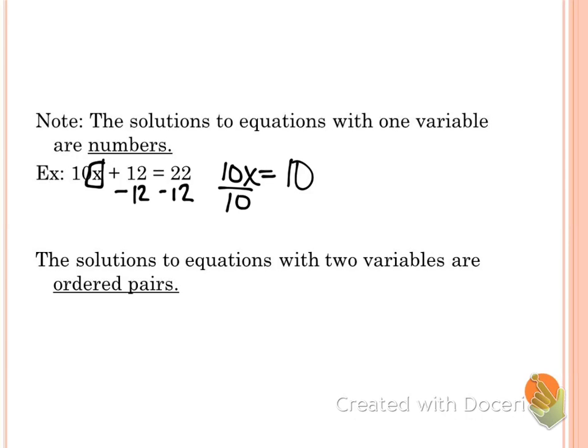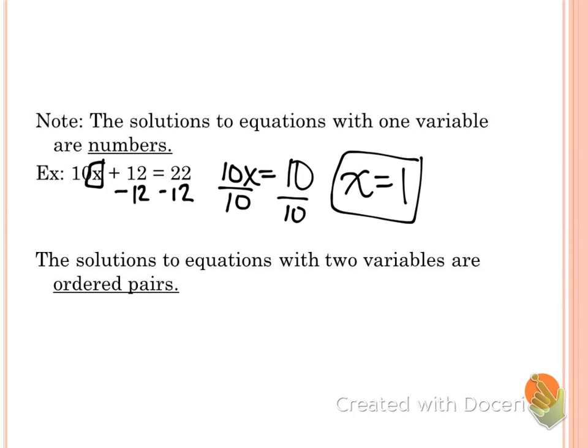Divide both sides by 10. I get that x equals 1. So that is my solution. So the solution to equations with one variable are just numbers. The only variable we had in that equation was x. Our answer was a single number.